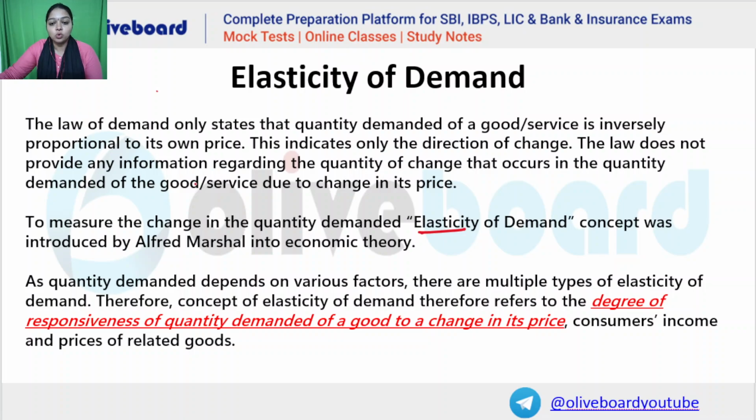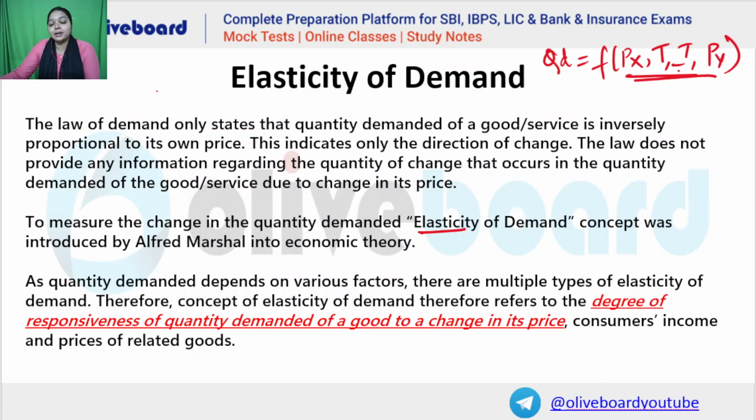So who gave this concept? It was given by Alfred Marshall. He introduced this concept into the theory. As quantity demanded depends on various factors, there are multiple types of elasticity of demand, right? Yesterday also we saw in the demand function that quantity demanded is a function of P of X, then tastes and preferences, income, price of other goods and services, right? So it depends on various factors.